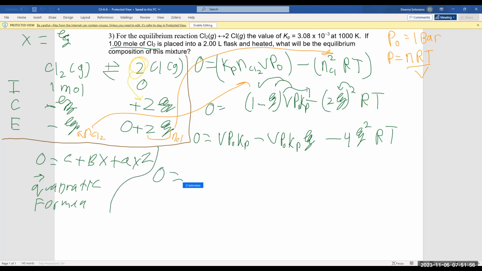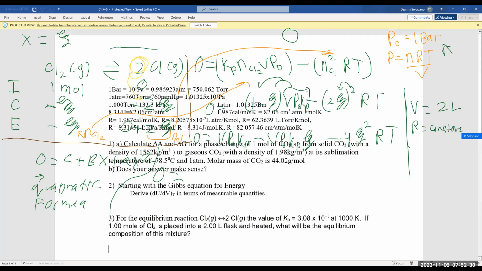For 0. Your V is here. So let's put, there we go. V is equal to 2 liters. Kp is that big number right here. P naught is equal to 1 bar over here. What else am I missing? Oh, and then R is a constant, which I believe in this case it is.